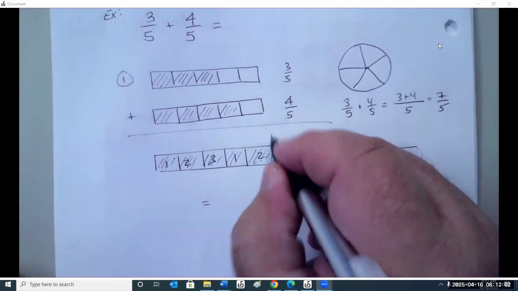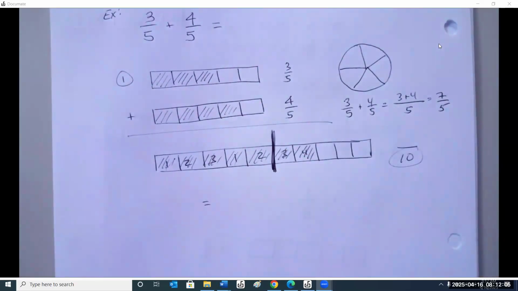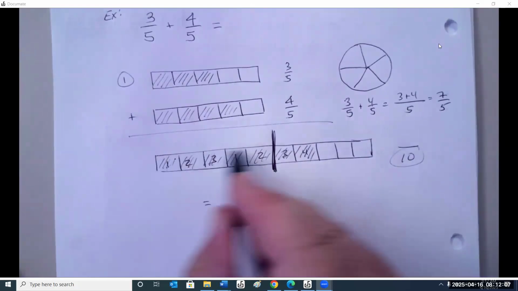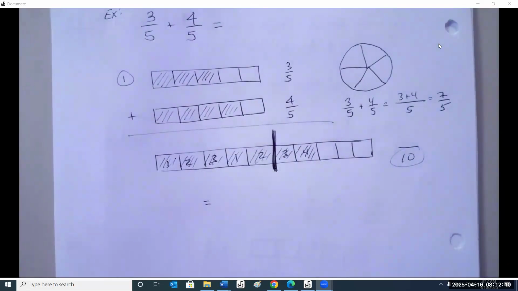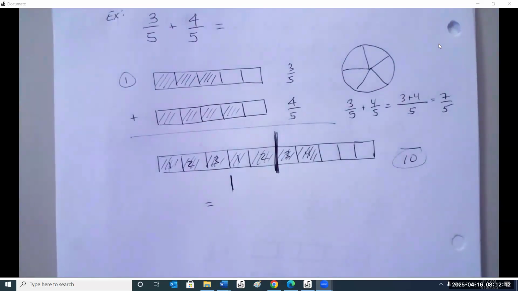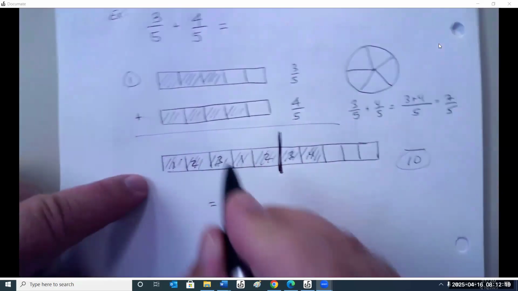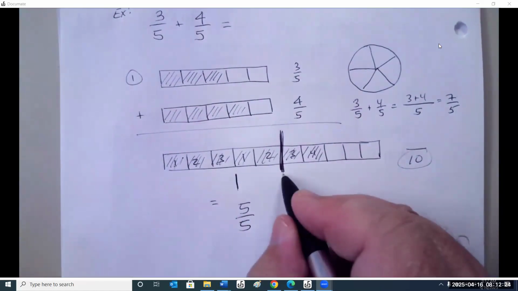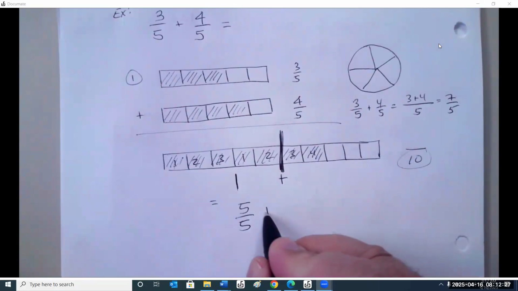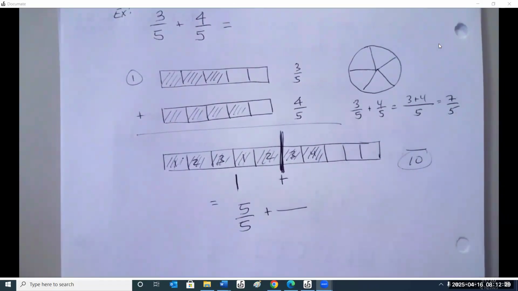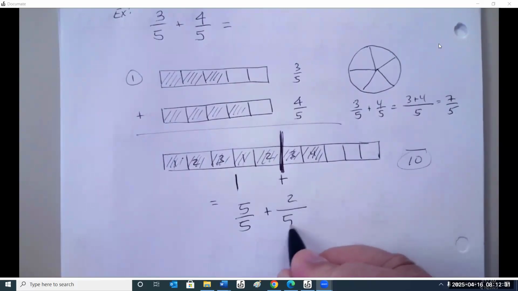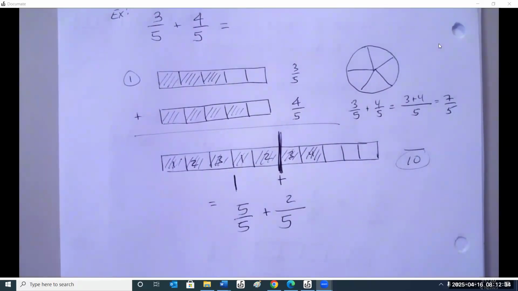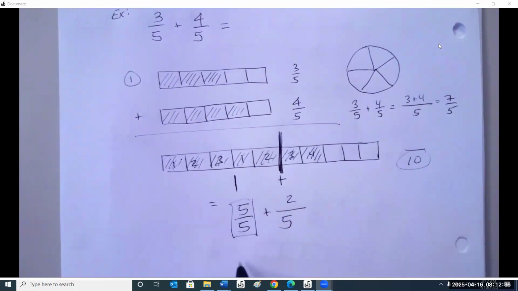Because once we reach this, remember, we're talking about bars. How many bars have we got solid here? We have one whole bar. Well, what this one says is this one is 5/5. They're all shaded. Remember, I added another box. And how many of those are now taken care of? What is 5/5?